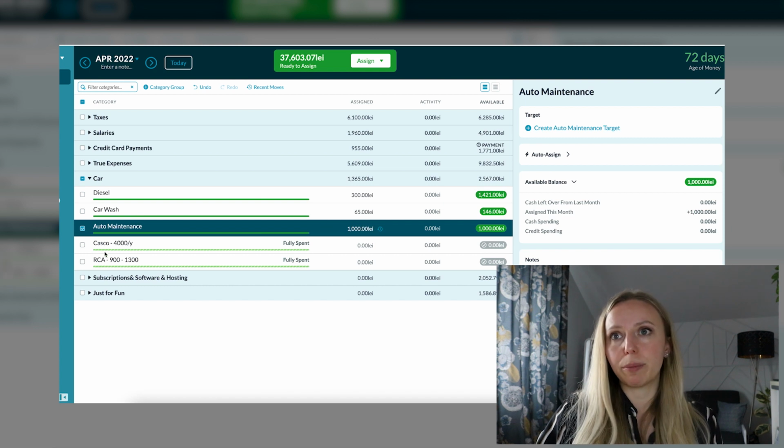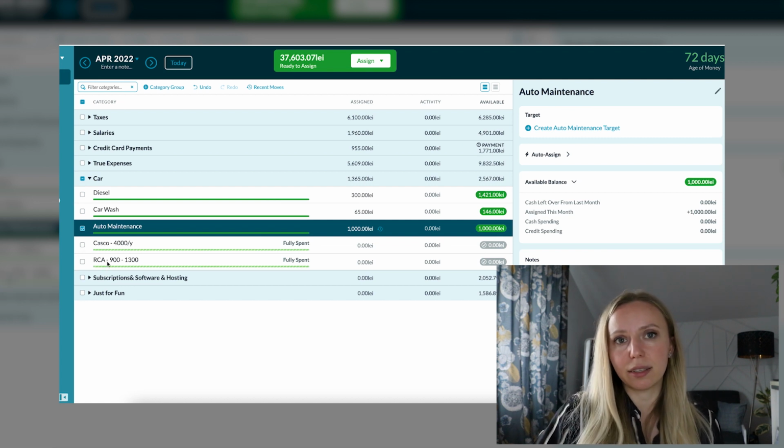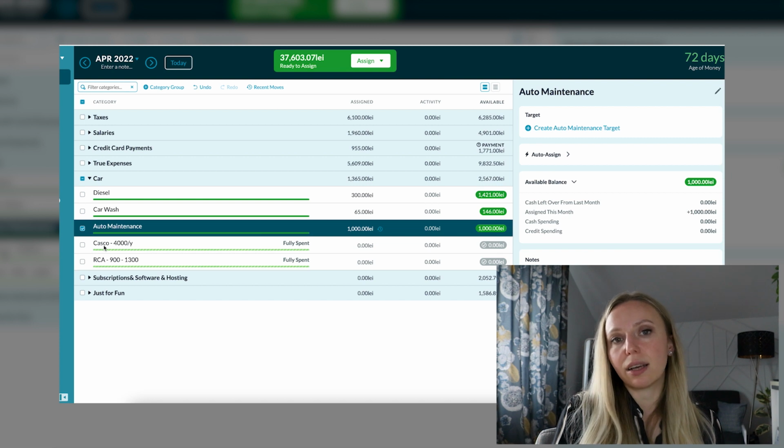Full coverage and mandatory insurance are paid once a month. You have the option to pay monthly or twice a year, but I chose to pay everything upfront in February. So now I'm covered until February of 2023. RCA is the Romanian mandatory insurance that everyone has to have. And Casco is the full coverage insurance. And because my car is a leased car, well, it's a car payment, not a lease, then I have to pay the full coverage as well.